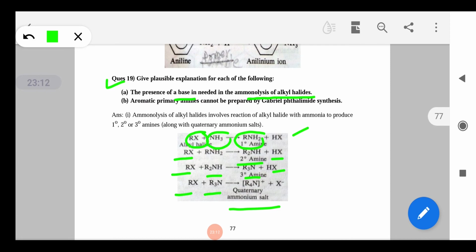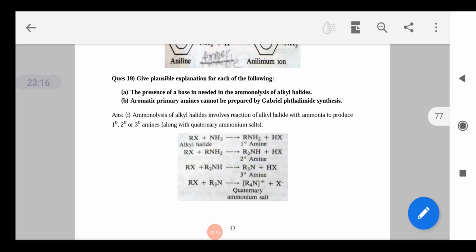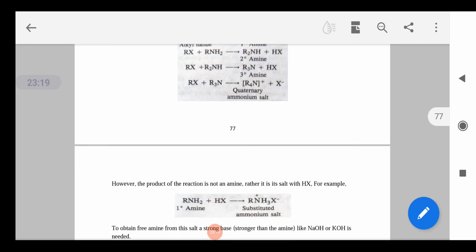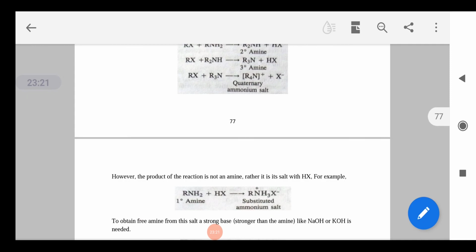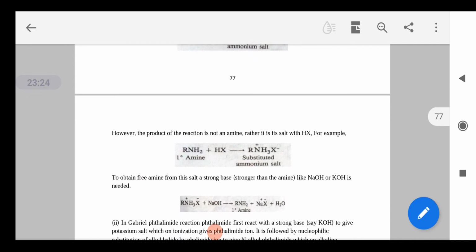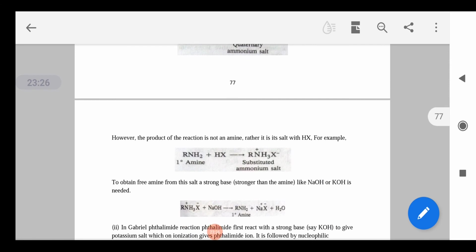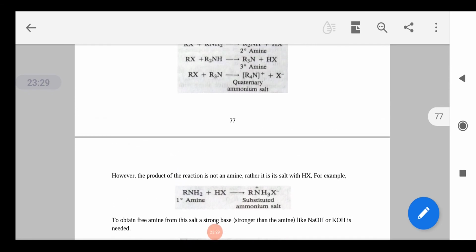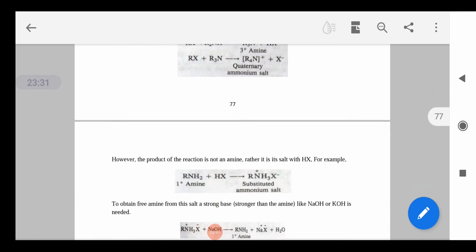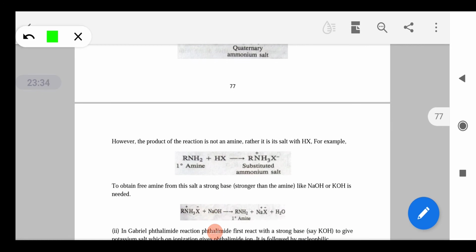Ammonium salt, because N contains plus charge and the halogen contains negative charge, so we are using the word salt. Now from this quaternary ammonium salt, if you want to extract the product, I will explain like this. This is the primary amine and this is the hydrogen halide. When it reacts, it forms RNH3+ X-. So this is the substituted ammonium salt.